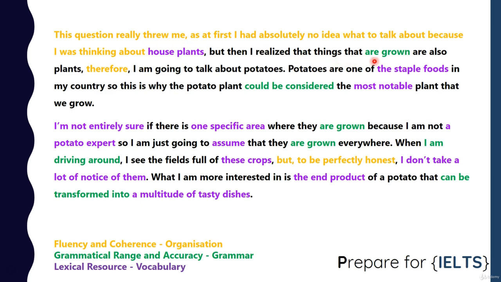In here we've got lots of passives because plants are grown. So try to remember to use that structure. Plants are grown, rice is grown, tomatoes are grown. Talking about the staple foods, and that's why I picked the potato, to get some good language. If you're talking about rice, again, you can talk about the staple foods, and these are the most common foods that are eaten in your country.